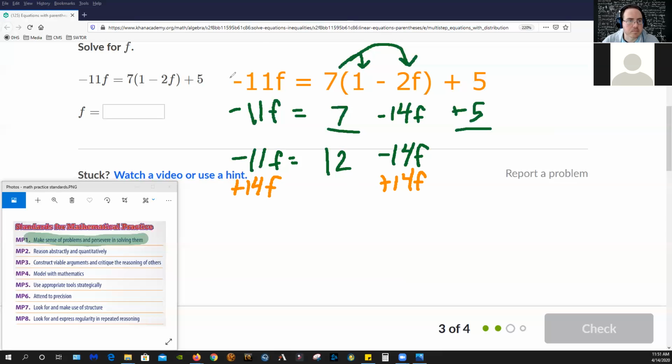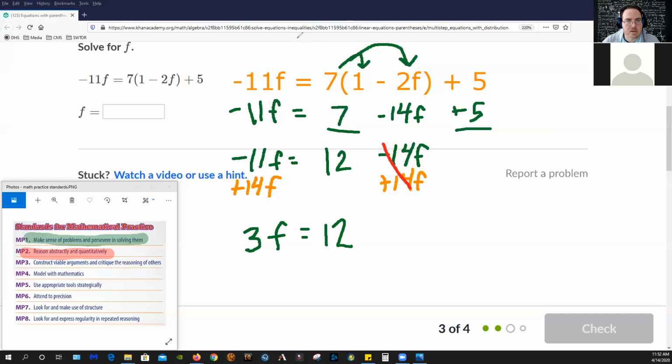So what we're doing here, we are reasoning abstractly, because I know and you know that anything plus itself makes 0. So this, quote unquote, cancels itself out, as the famous math saying goes. Now -11f plus 14f, -11 plus 14, so we end up with 3f equals 12. Okay.